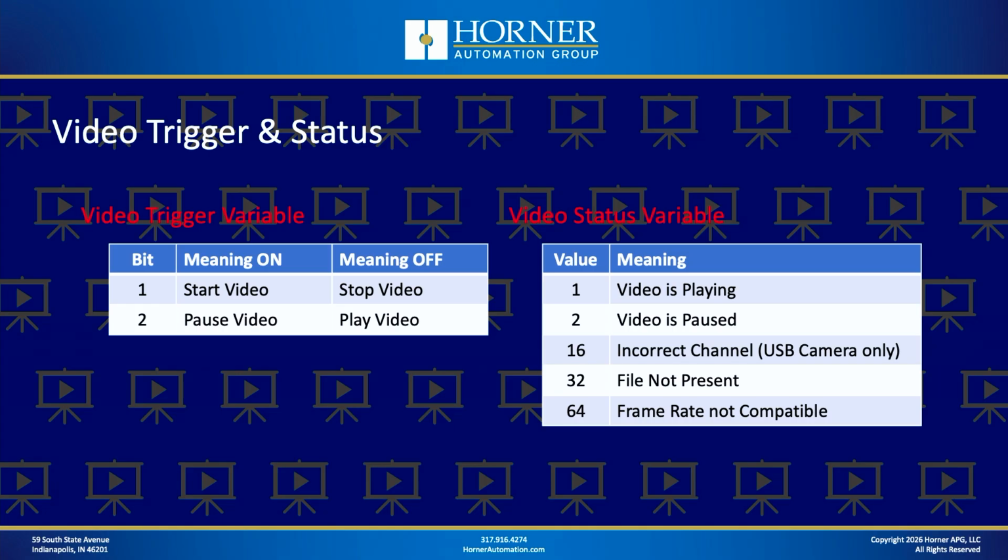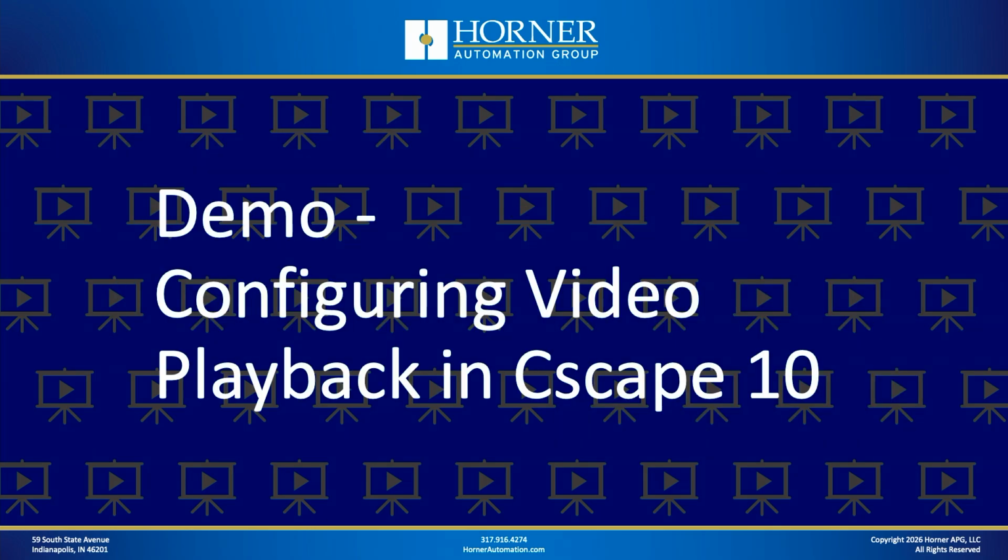Now, I'll be honest with you, from a trigger variable standpoint, that might be a variable you assign and never even use, because remember, playback controls are built right into the object, so the operator can take care of starting and stopping, pausing and playing on their own. And then the status variable meaning is shown on the right. That can be useful to determine if maybe the file's not present, maybe you named it wrong, or maybe you removed the memory card or something. And if you create a video with an incompatible frame rate, it's going to let you know that as well. Okay, now let's dive into the Cscape configuration and see how things run on the bench.